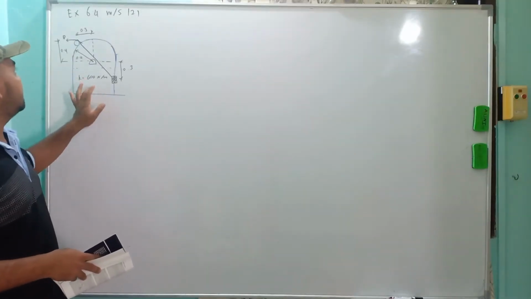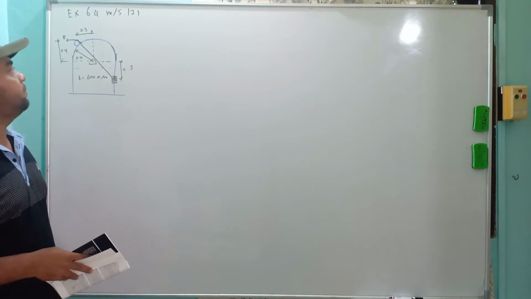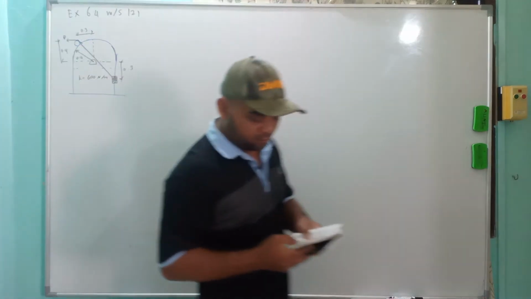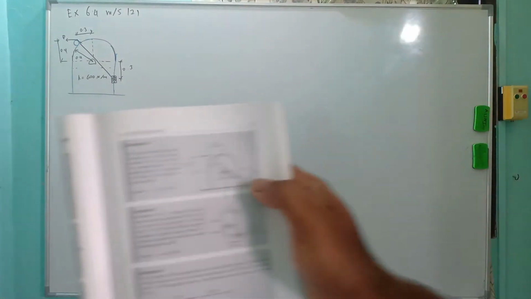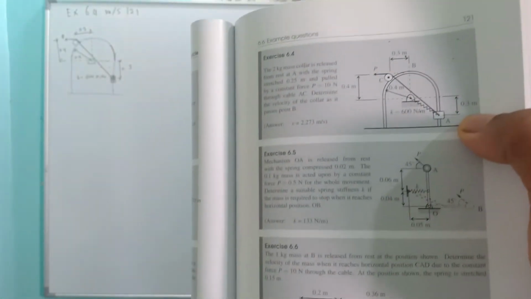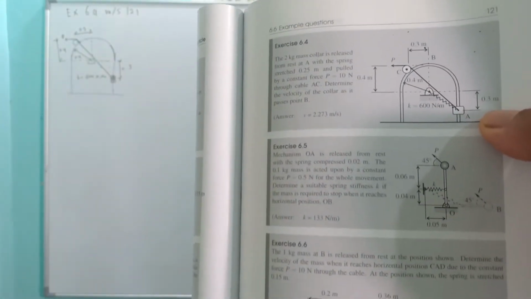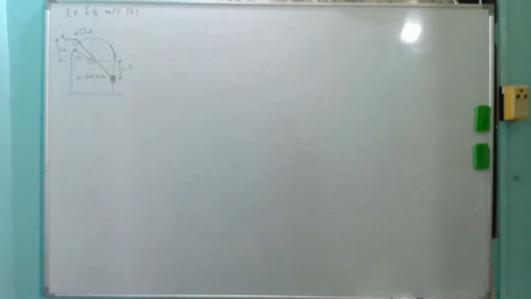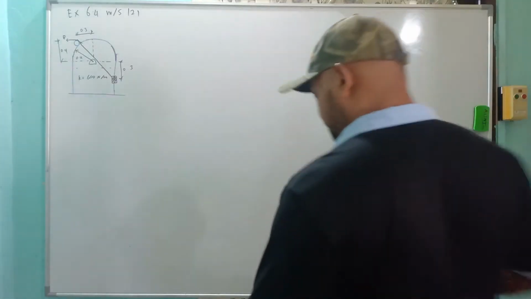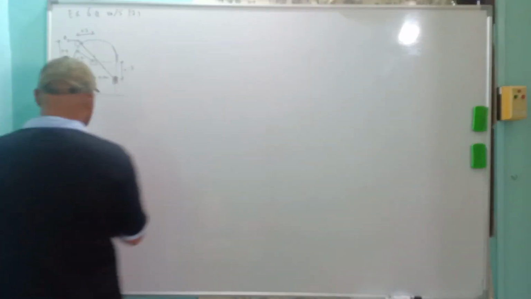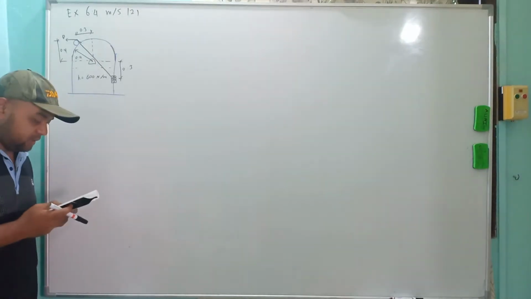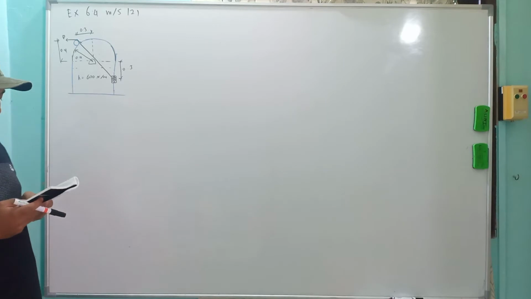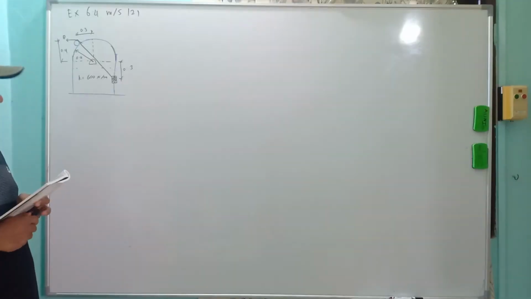This example, which is exercise 6.4, page 121, which is this one. Okay, this example. So in this example, it said that the 2 kilogram mass collar is released from rest.